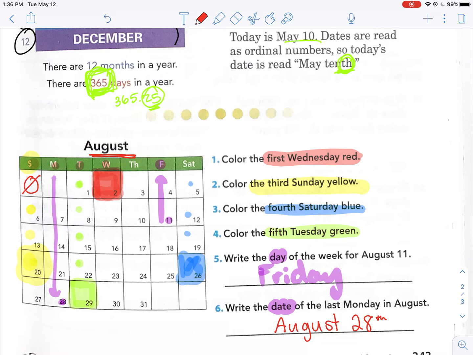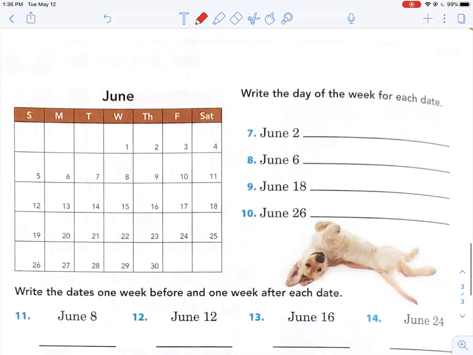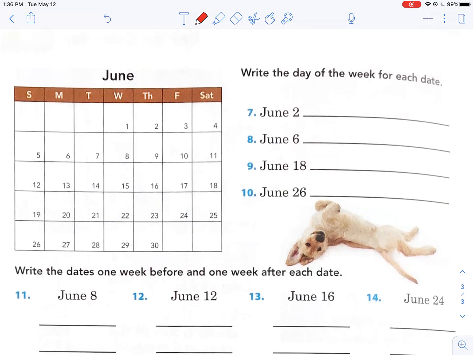Okay, awesome. Guess what? We're already done with the first page. Let's keep on moving. I love the calendar because I get to color. Okay, write the day of the week for each date. June 2nd. June, here's this June. These are all going to be June 2nd. What day is it? Thursday. TH stands for Thursday.